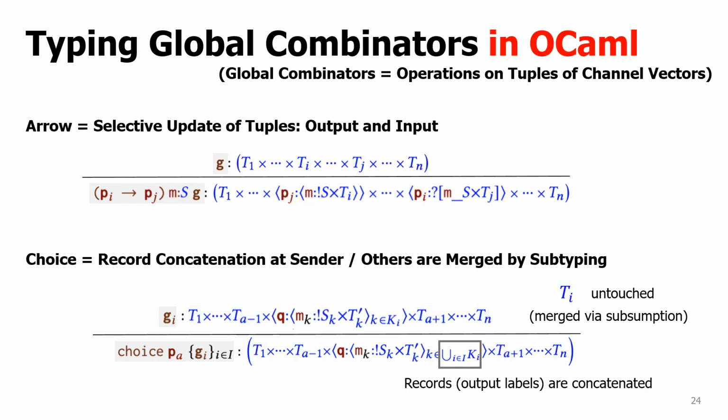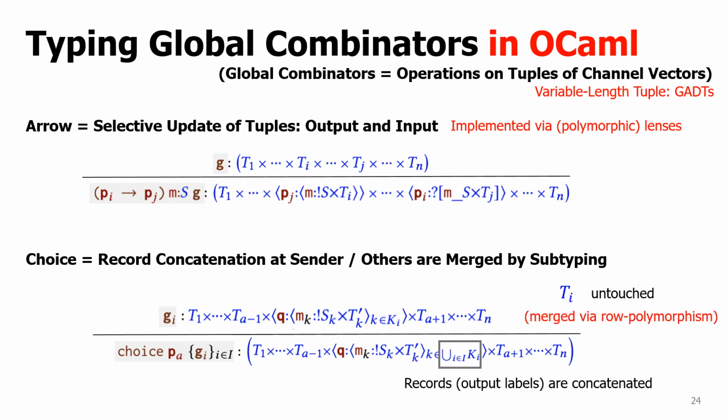In OCaml implementation, this tuple is implemented by GADTs. The selective update of tuples is done by lenses, which is a popular technique in functional programming. Here, Pi and Pj are lenses focusing on Ti and Tj in the tuple. Merging in the choice combinator is done via row polymorphism of the polymorphic variant types, as I mentioned before. Since OCaml does not have a record concatenation primitive, such concatenation should be manually written, but it can easily be semi-automated.